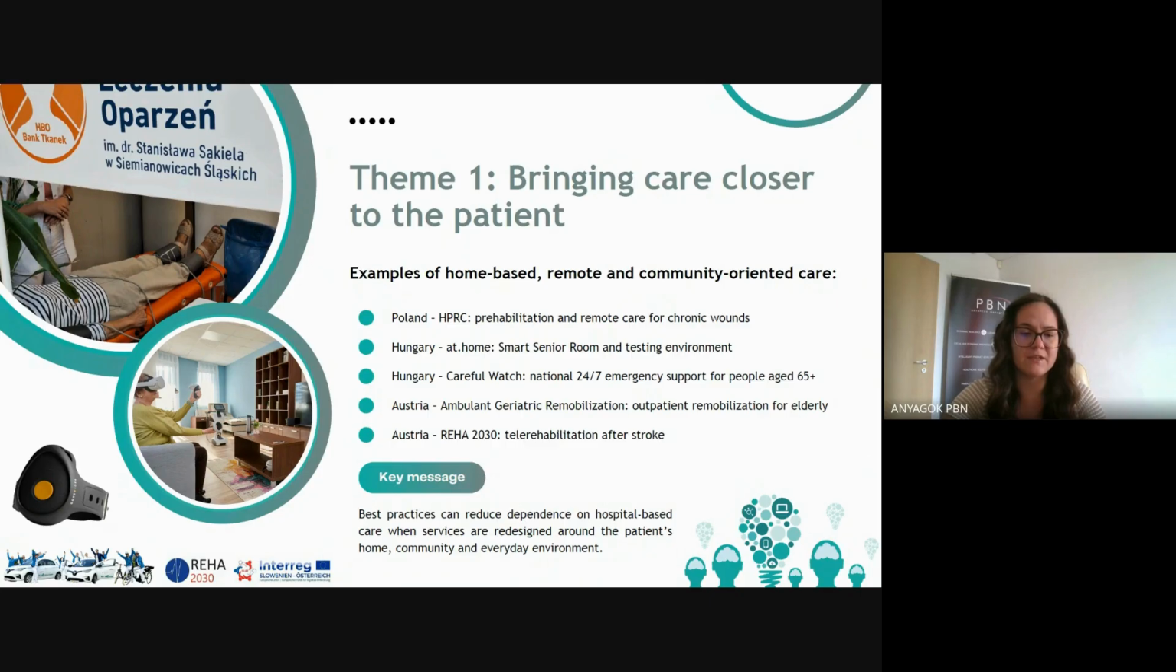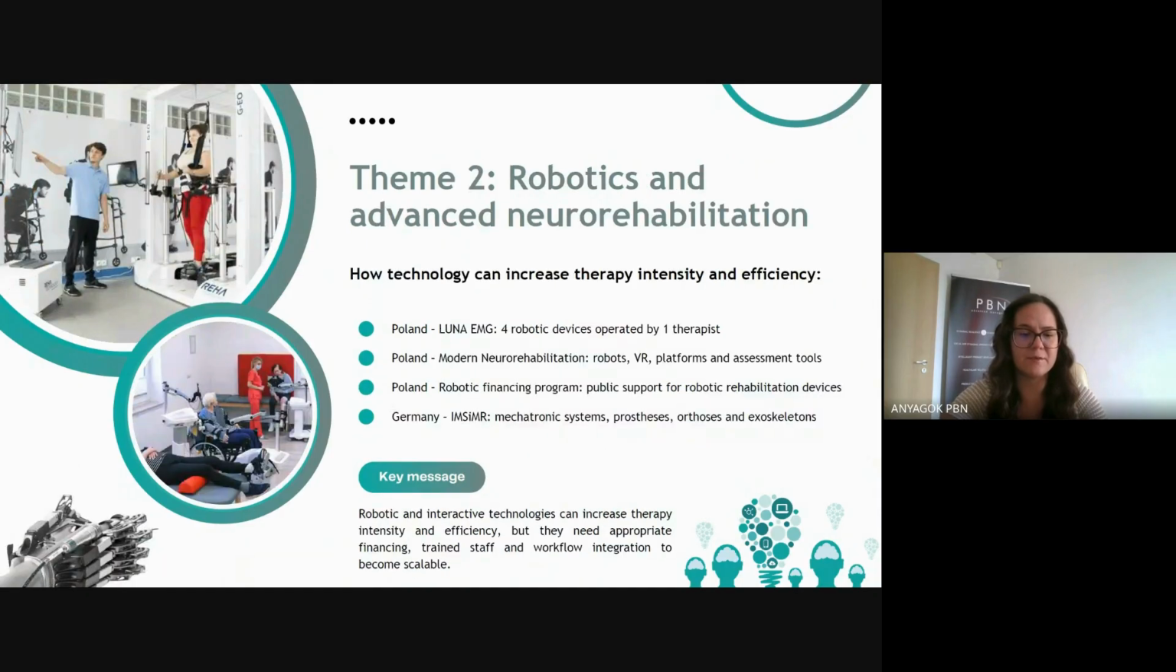The key message here is that best practices can reduce dependence on hospital-based care when services are redesigned around the patient's home, community, and everyday environment. The next theme looks at how technology can increase therapy intensity and efficiency.